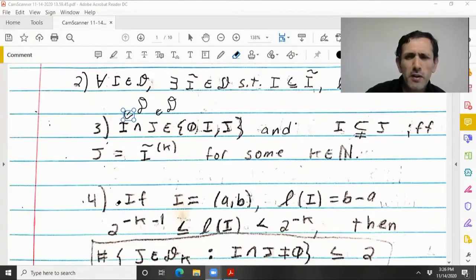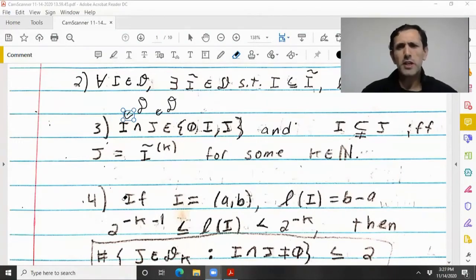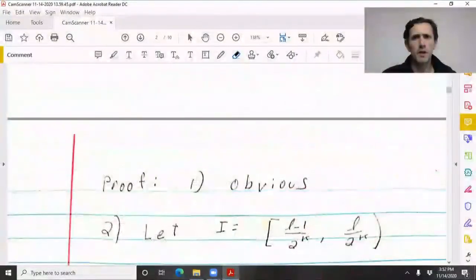And now let's introduce a very important property of dyadic intervals, which is really the consequence of 4 is more important per se than 4. So if you have any interval whatsoever, I, A to B, for A and B real numbers, A is less than B, neither A nor B are infinity. Now let's say L of I, the length of I, is B minus A. And let's say we have an integer k, and there is a unique integer k where this is true: 2 to the minus k minus 1 is less than or equal to the length of I, which is less than 2 to the minus k. Then I claim that the number of dyadic intervals of length 1 over 2 to the k that intersect I is at most 2.